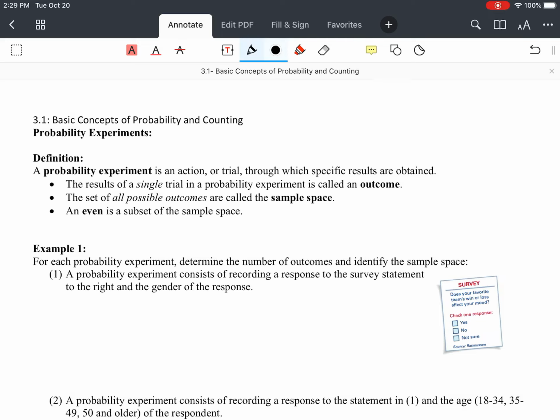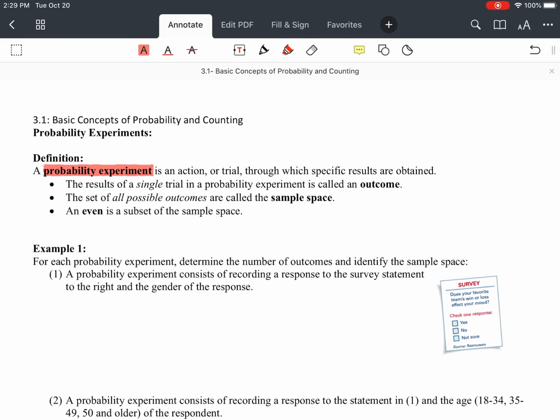All right, so in this section, we're going to be beginning probability. So we're going to begin talking about probability and counting. I want to go ahead and start by defining what a probability experiment is. A probability experiment is simply an action or trial through which we're obtaining specific results.